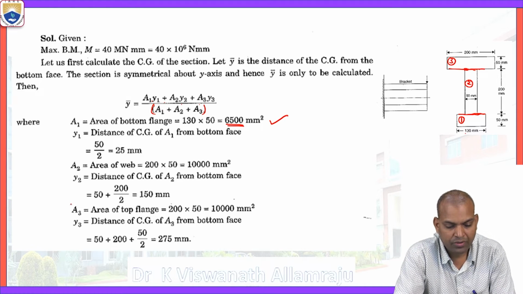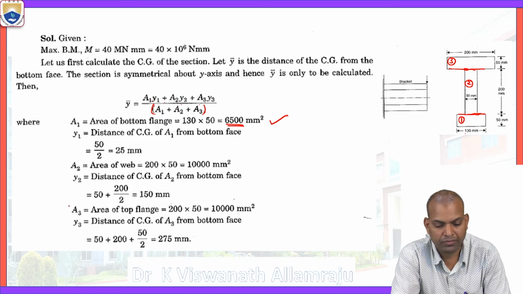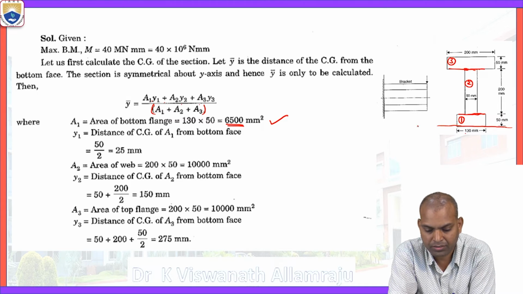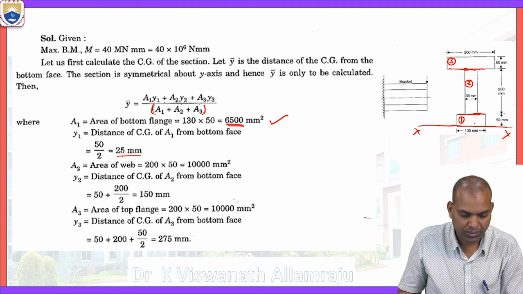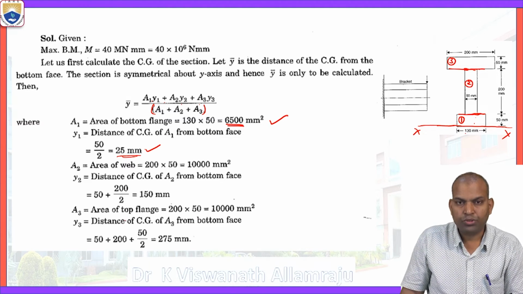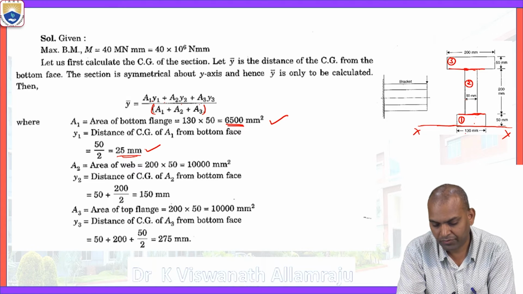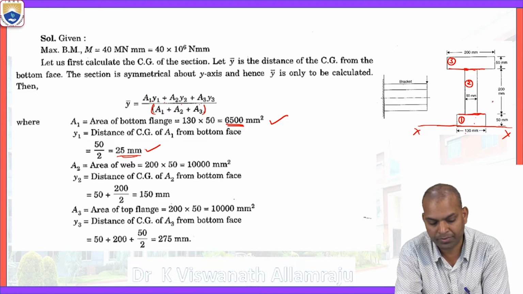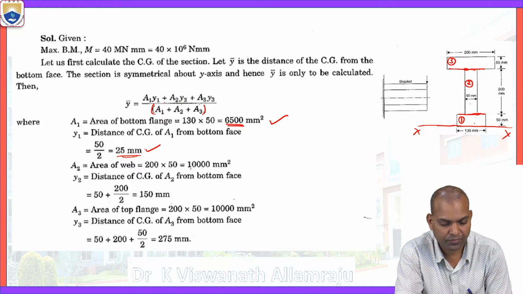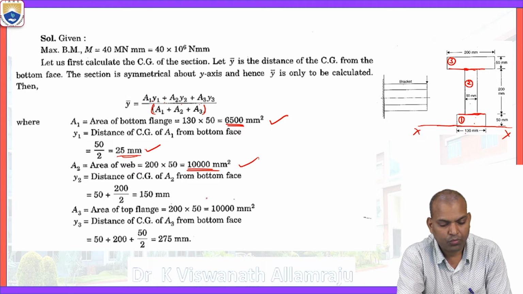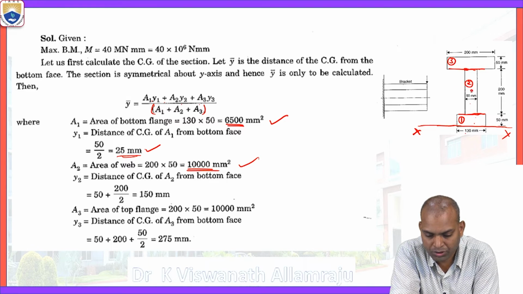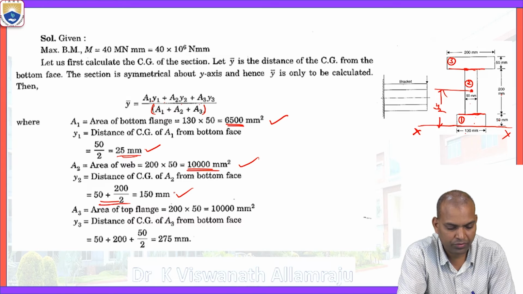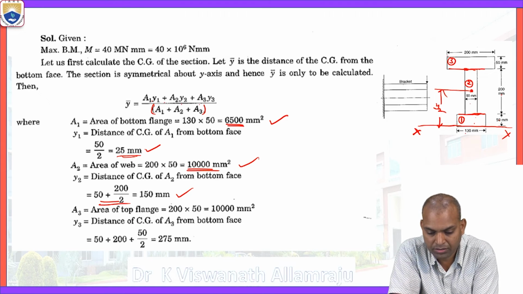That is A1. What is y1? The distance of the centroid of A1 from the bottom axis, the x-axis. That is 50 by 2, which is 25 millimeters. Next, A2 means area of the web. The width is 50 millimeters and the length is 200 millimeters. So the area of the web is 200 times 50, that is 10,000 square millimeters. Now y2 is the distance of the centroid of A2 from the bottom axis. That means 50 plus 200 by 2, that is 150 millimeters. Next, what is y3? This is the y3.